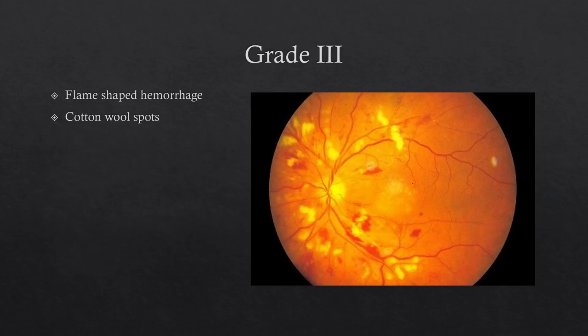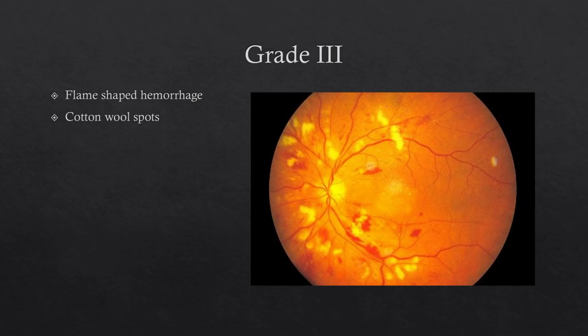So let's move on to the third grade. So what do we see? Keep in mind, we said grades 3 and 4 are more severe cases, okay, and more acute cases. And keep in mind grade 4 is an emergency. So grade 3 is caused by severe hypertension. So what do we see?